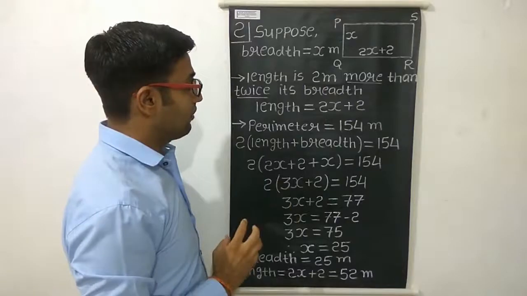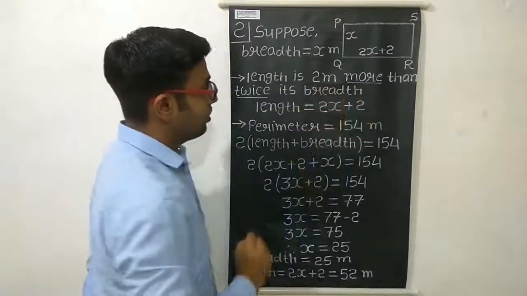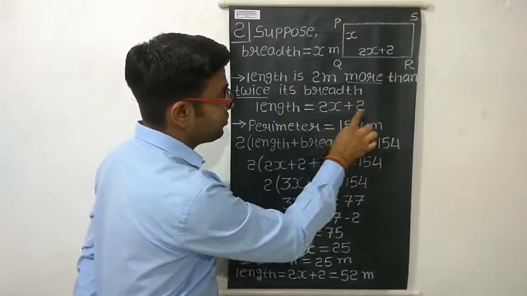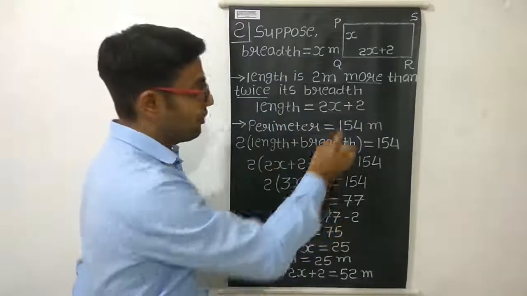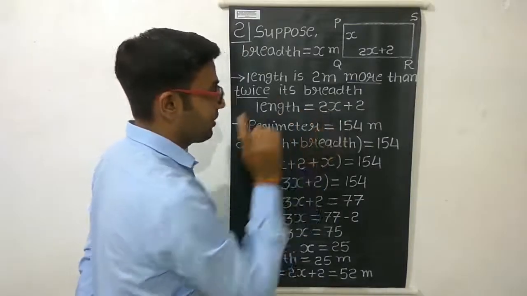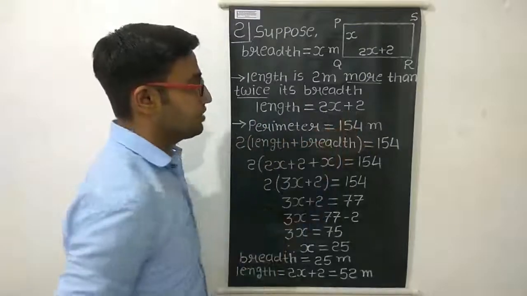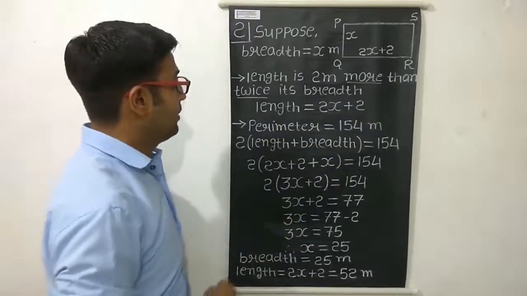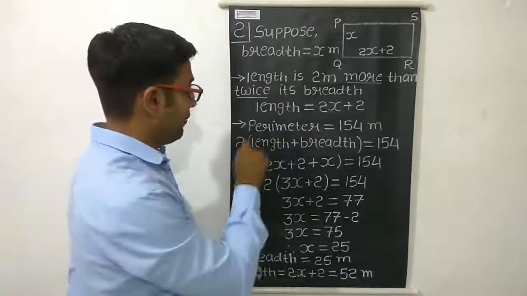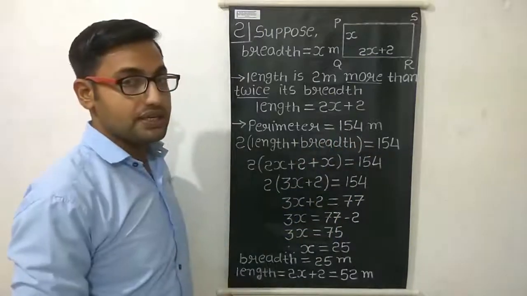So do not get confused here. One more time I will explain. Length is 2 meter more. That is why we have to write the length as 2 meter more, which means we write plus 2. But plus 2 to what? Twice its breadth. That means 2 multiplied by breadth. So the length we get here is 2x plus 2. So now we have the breadth and we have the length. One more thing given in the question is the perimeter. The perimeter is 154 meter.